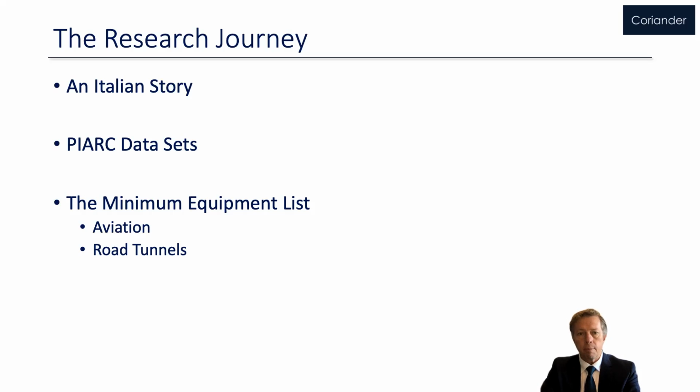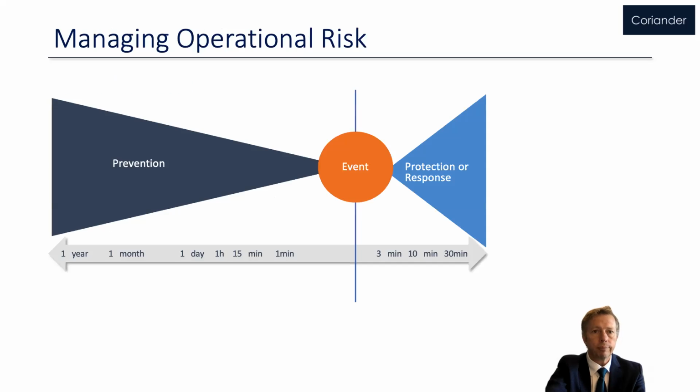Secondly, the research into the PIARC datasets, and then overlaying over the top of that, the concepts of a minimum equipment list, or the framework that's used in aviation to determine whether it's safe to fly a leg of a journey, and similarly, whether it's safe to continue to operate a road tunnel with degraded safety equipment.